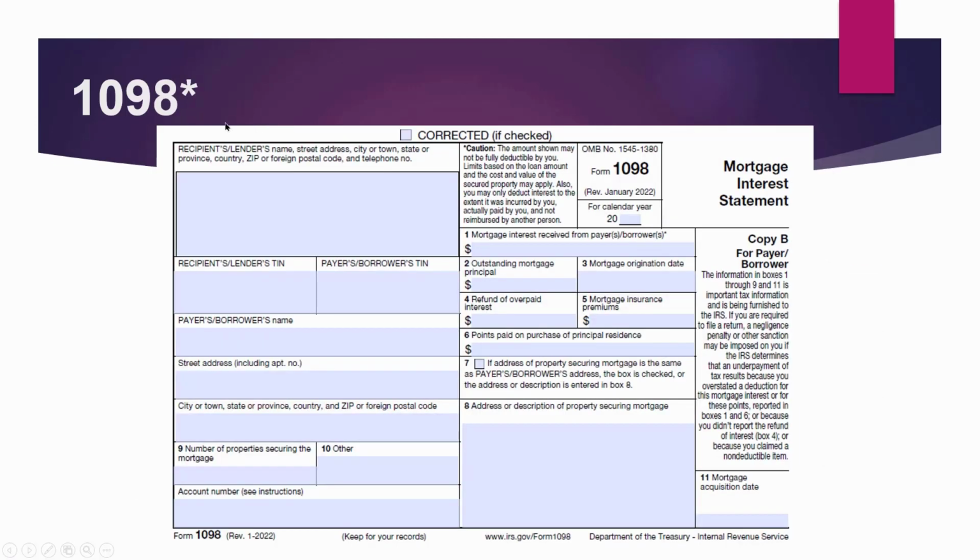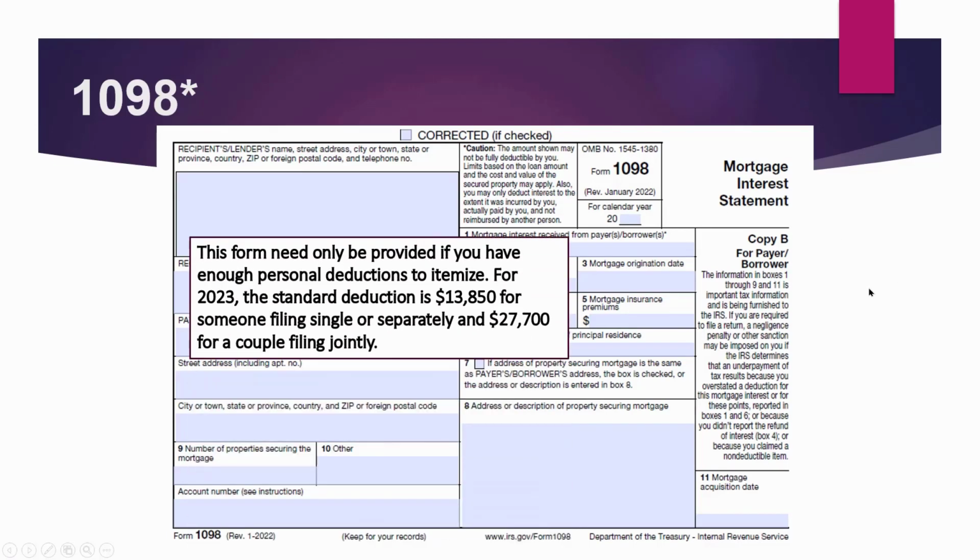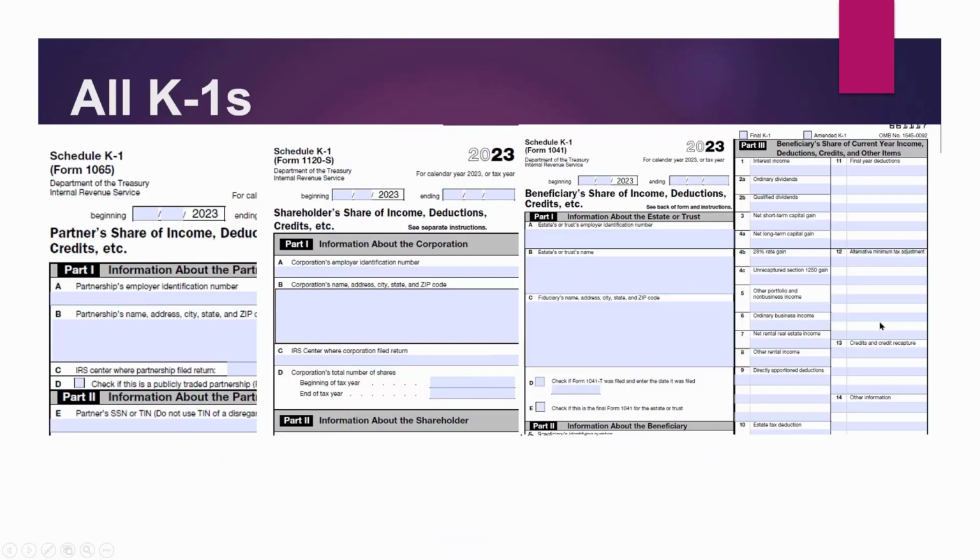1098, I have an asterisk by that. It's your mortgage interest statement. If you're not able to itemize, if you don't exceed the standard deduction, $13,850 for a single person or filing separately, or $27,700 for a couple filing jointly, then it's not really necessary to turn this in. If you want to turn it in, it's fine. But if you're not going to itemize, no need for it.